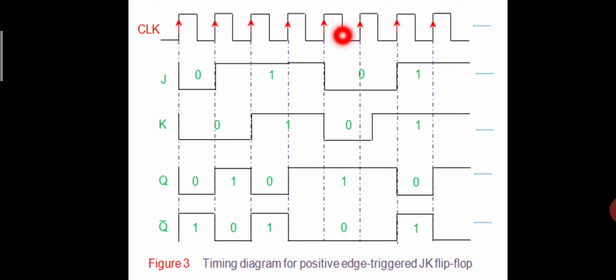Here are the clock pulses. So for the first clock pulse, J is in 0 state and K is also in 0 state. So during this transition, the Qn or the output is 0 and the Q bar output is 1, which is nothing but a memory. It shows the past output.